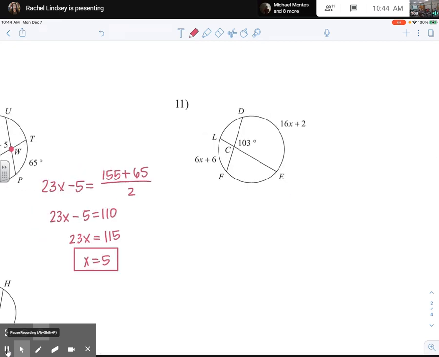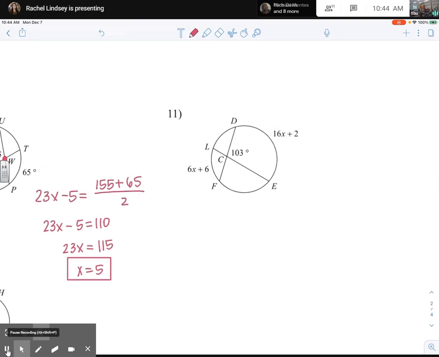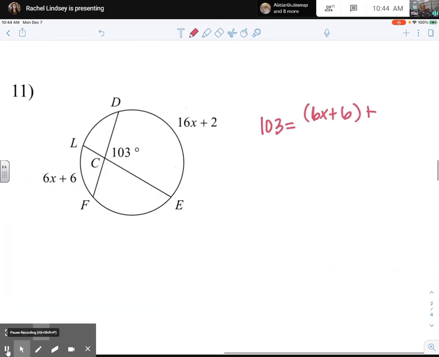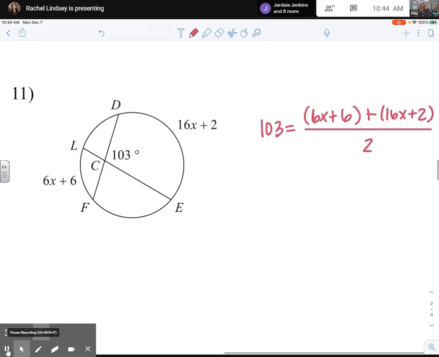Same thing on this next one. What's my angle? 103. What's one of my arcs? 6x plus 6, plus my other arc, which is 16x plus 2, divided by 2. So I have angle equals arc plus arc divided by 2. 22x plus 8.